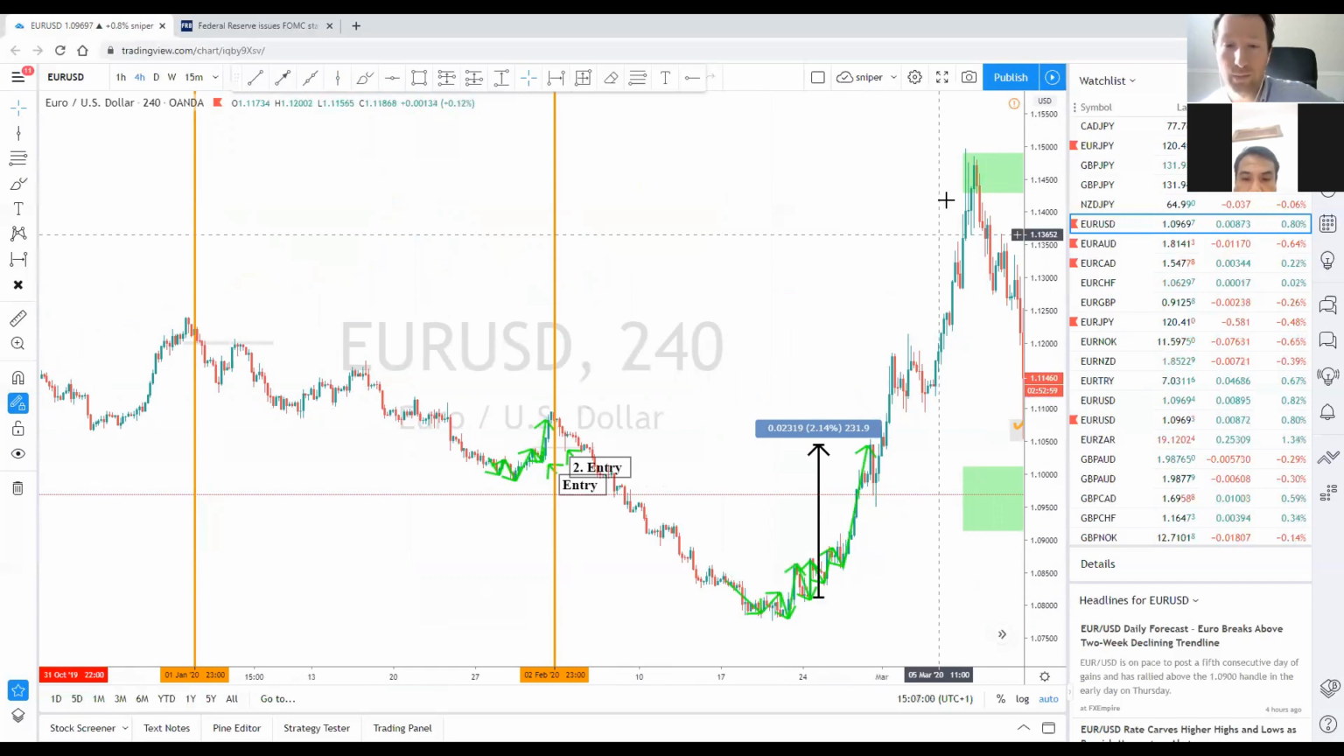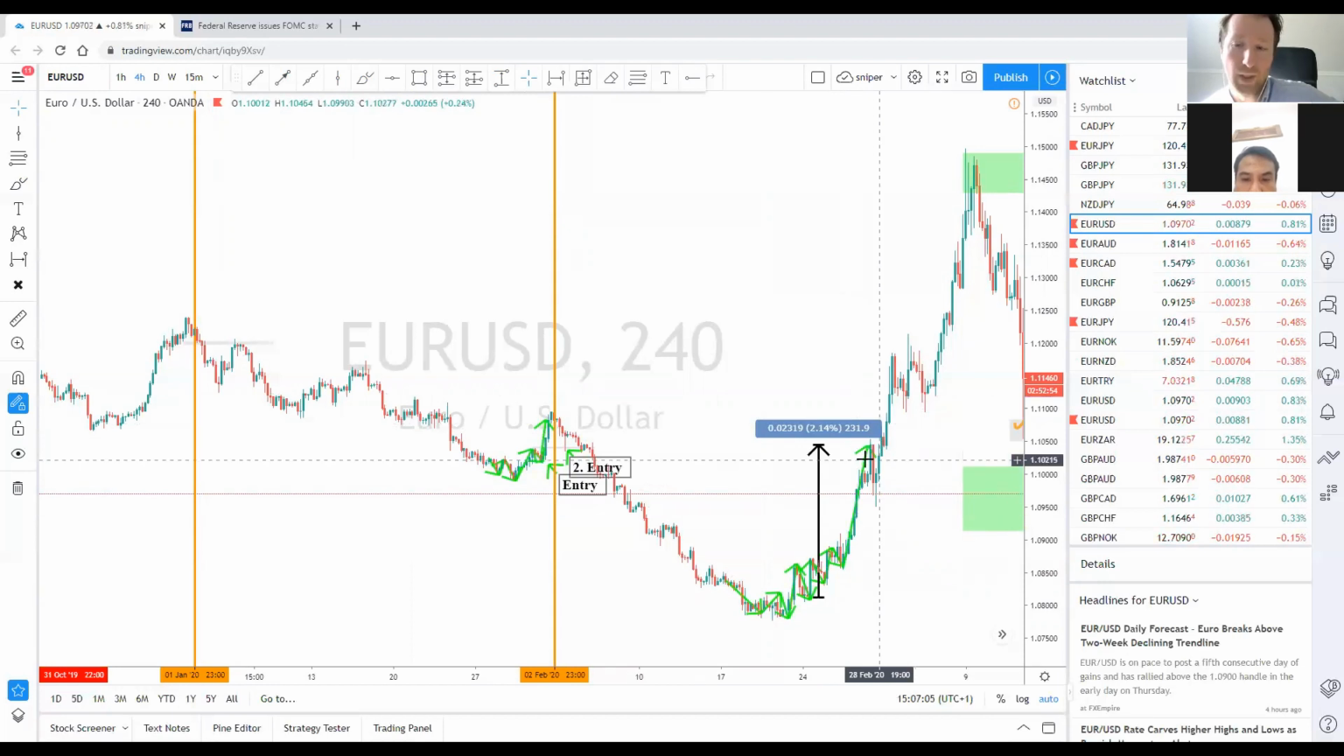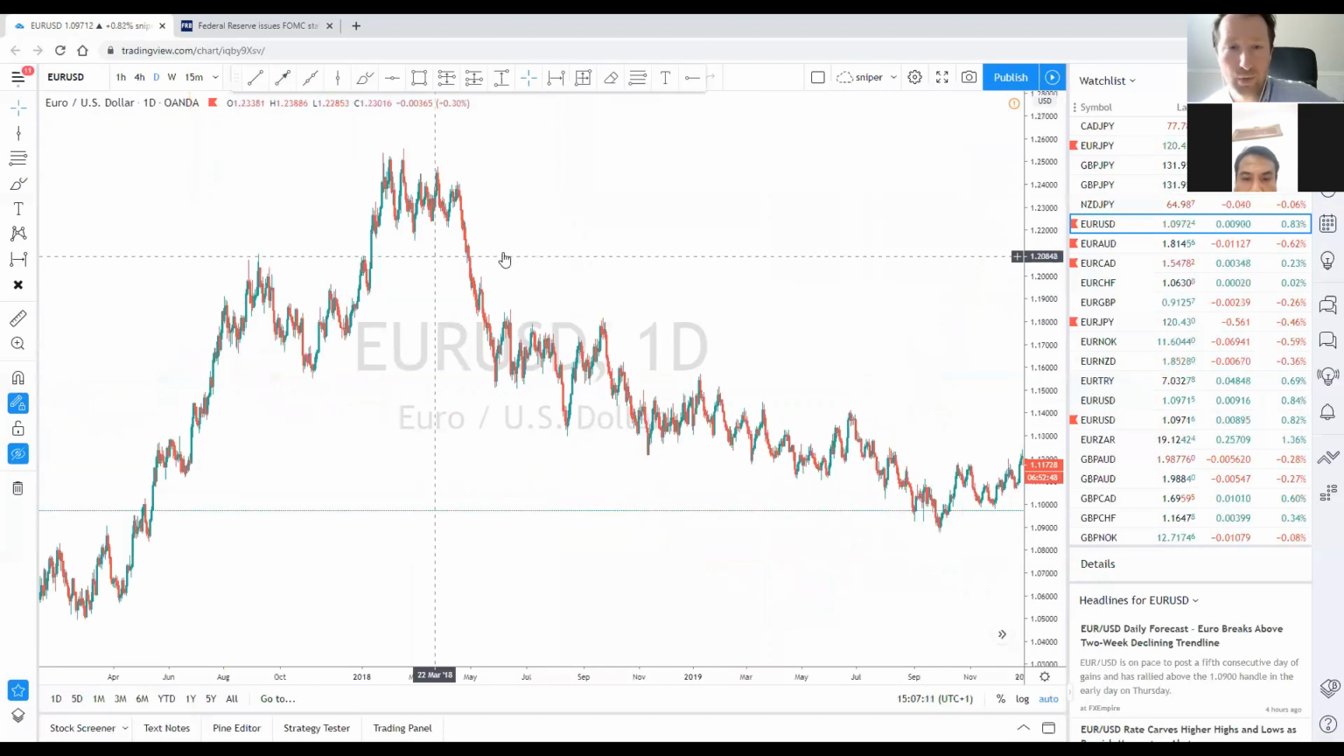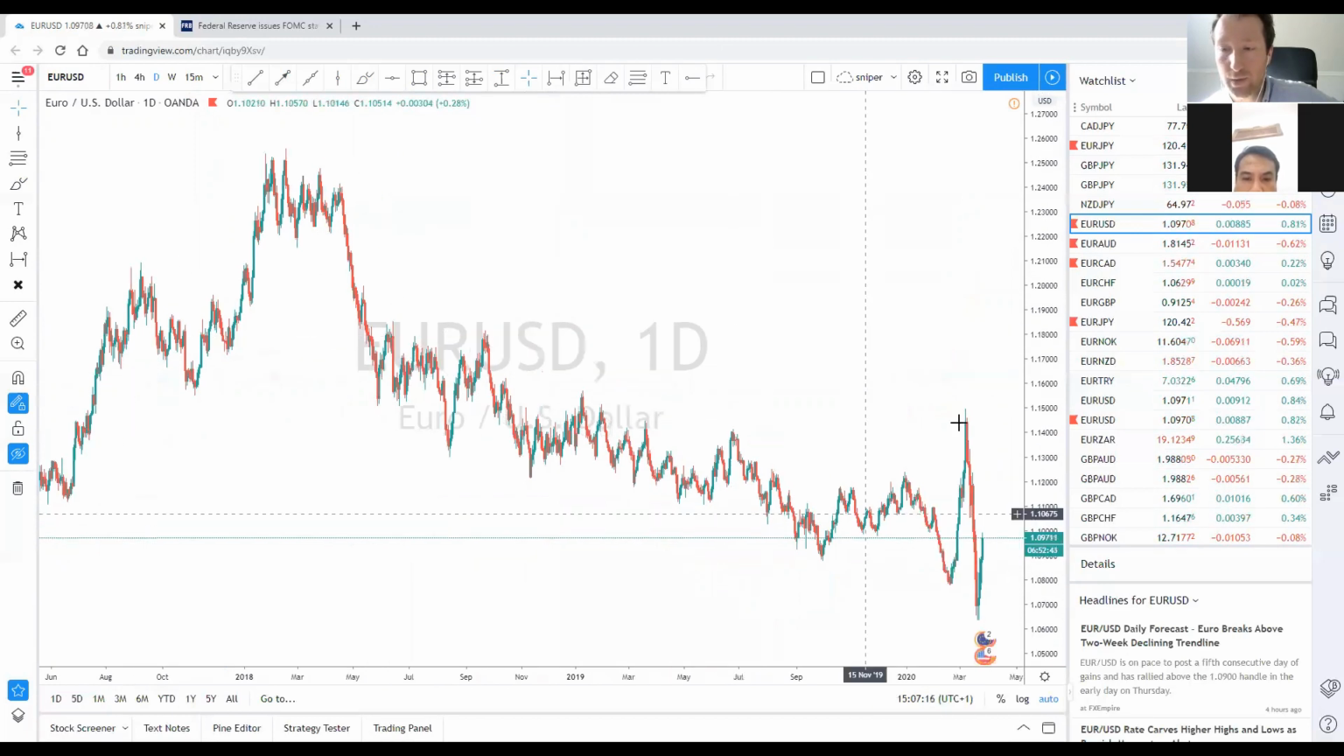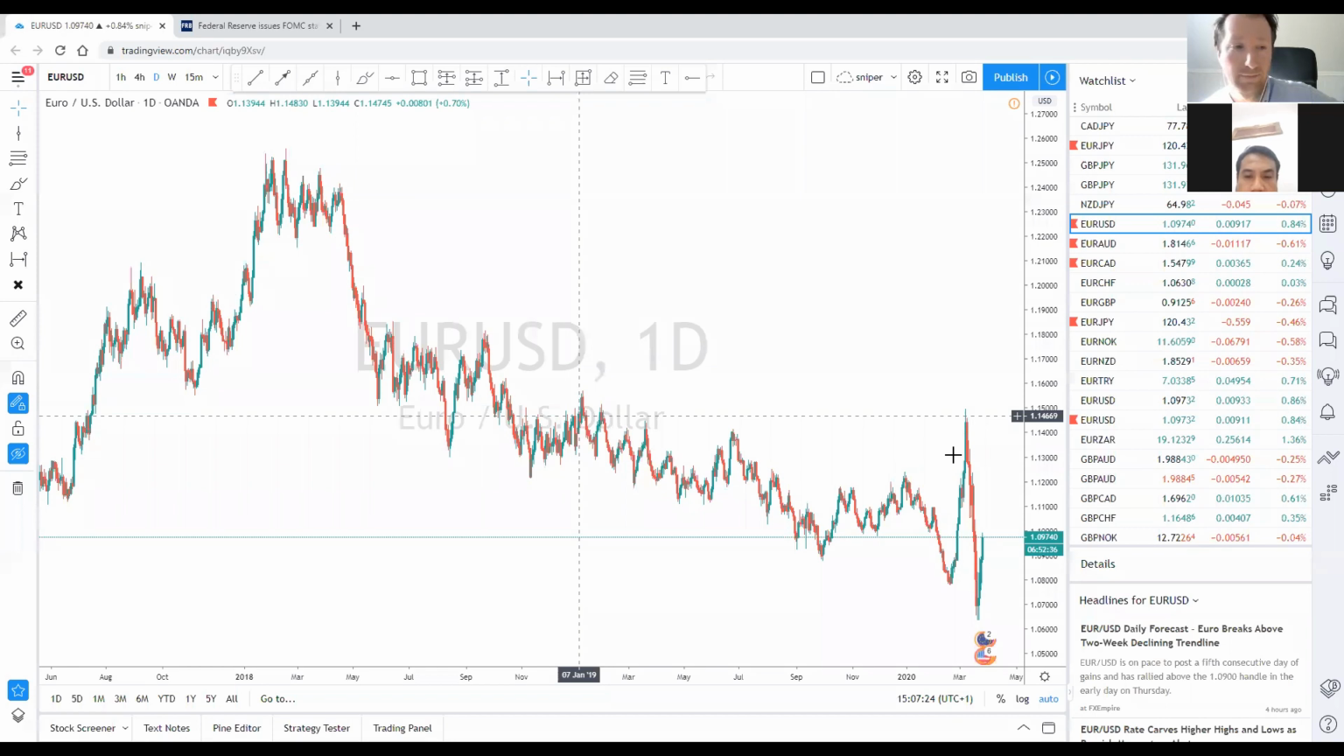But this is a fundamental move. This is technically, it's fundamentally, because as I mentioned before in some webinars here, this move here, this carry trade here, this is when they take profit. They entered here, sold, took profit.